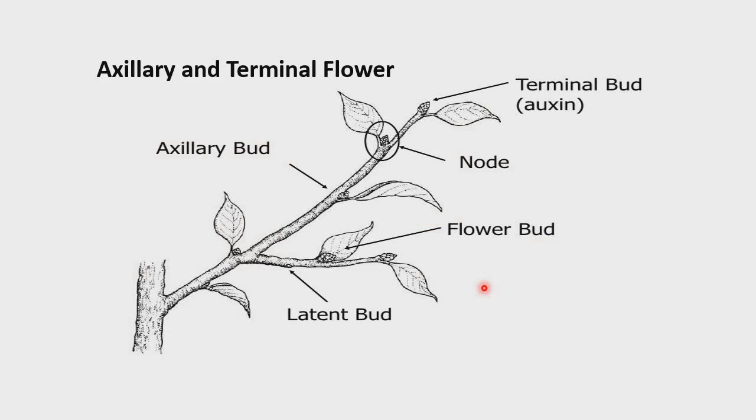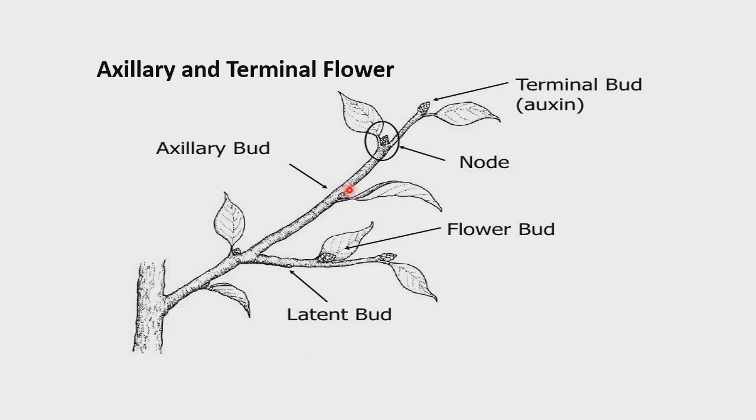We have axillary and terminal flowers. What is an axillary flower? An axillary flower is a flower that is born on the axils of leaves. Here we have the leaf axil. Any flower that comes out from here, we call it an axillary flower. Any flower that is born at the axil of the leaf, we call an axillary flower.